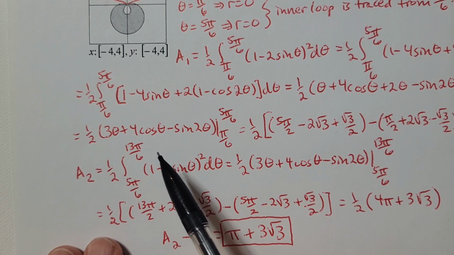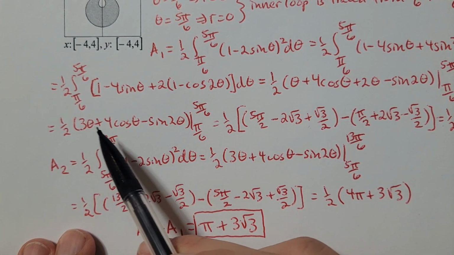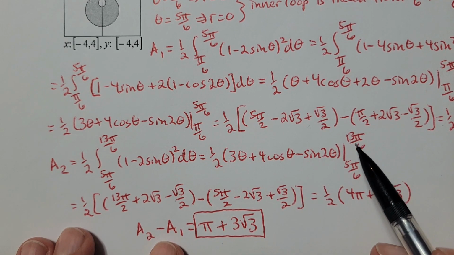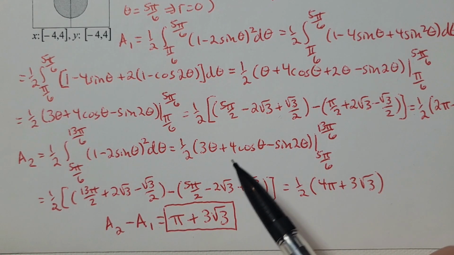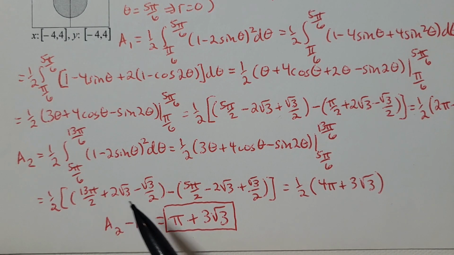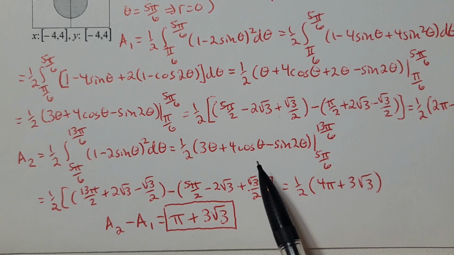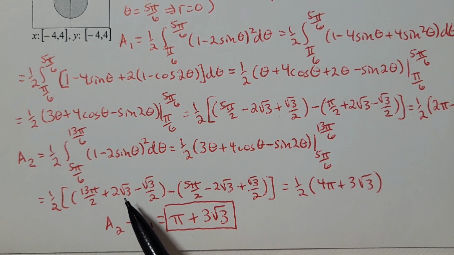And so I'll get the same antiderivative as before, right? This is what I got there. And I'm going from 5 pi over 6 to 13 pi over 6. So when I plug in the bounds, 3 times 13 pi over 6, that's 13 pi over 2. Plus 4 times cosine 13 pi over 6, that'd give me the same answer as cosine pi over 6, which is root 3 over 2, times 4 is 2 root 3.